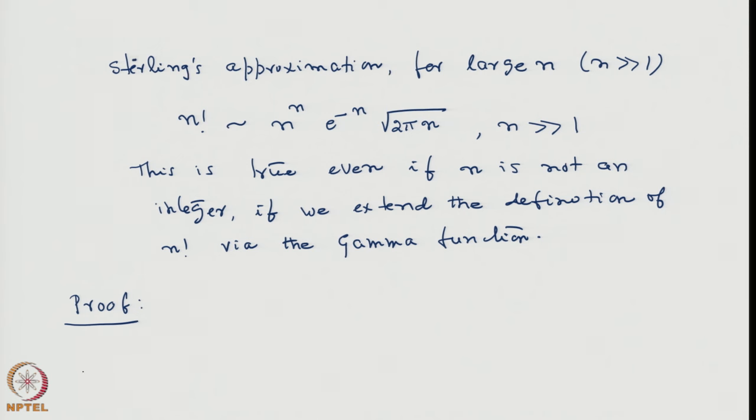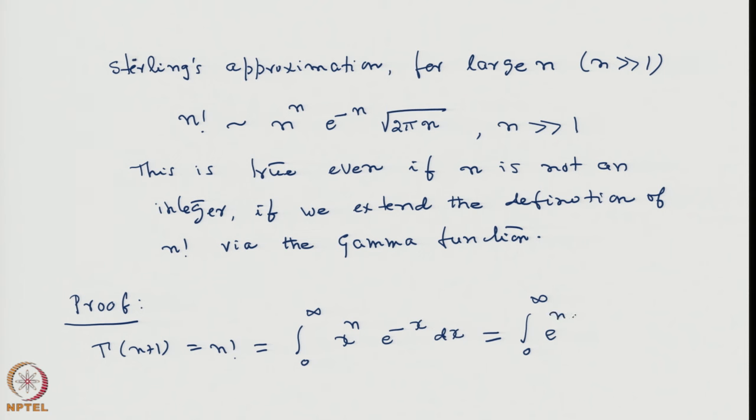To prove this result, we write in the following form: gamma n plus 1, which is how we defined n factorial. Of course, the definition is integral of x to the power n e to the power minus x dx. We can write x to the power n as e to the power n log x. Then there is already e to the power minus x dx. This is not an approximation, it is an exact representation.